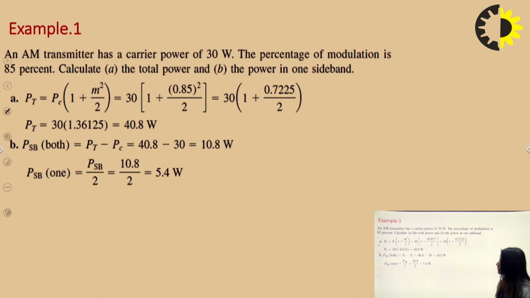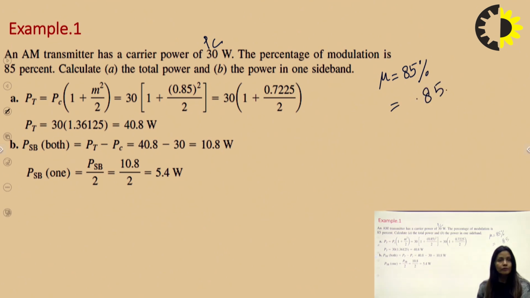Now here we will do one numerical: an AM transmitter has a carrier power given as PC. The percentage of modulation is 85%. Mu is 85%. Always note, mu always lies between 0 and 1. So we will write 0.85 for solving the numerical.